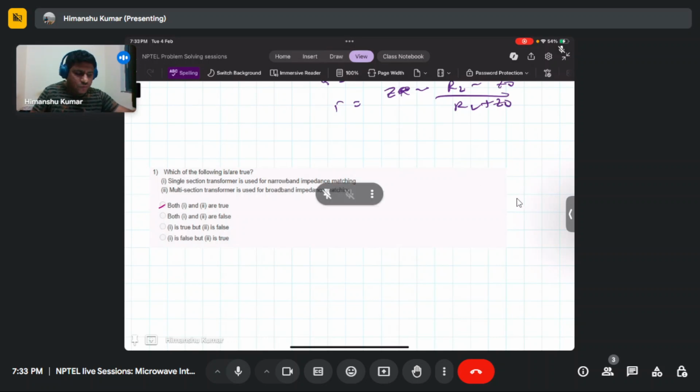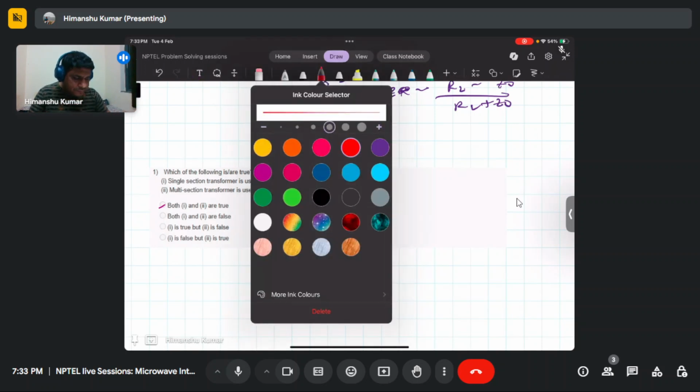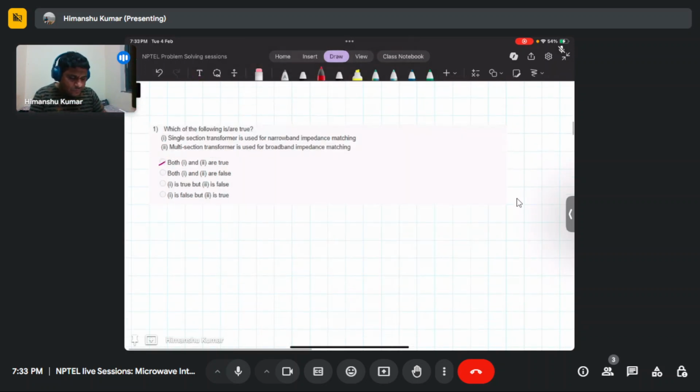Okay, so if you don't have any doubt, let's just go through the problem solving. Which of the following is true? The first problem talks about which of the following is true. A single section transformer is used for narrowband impedance matching. Multi-section transformers are used for broadband impedance matching.